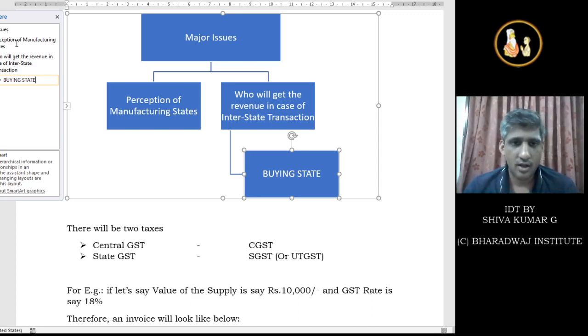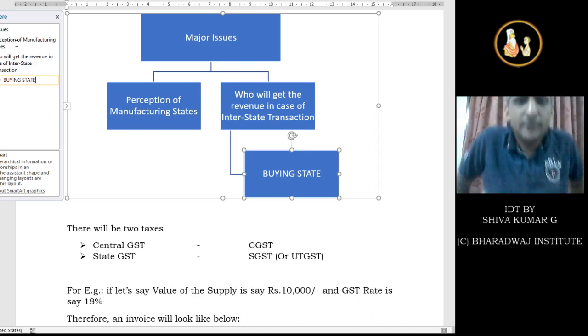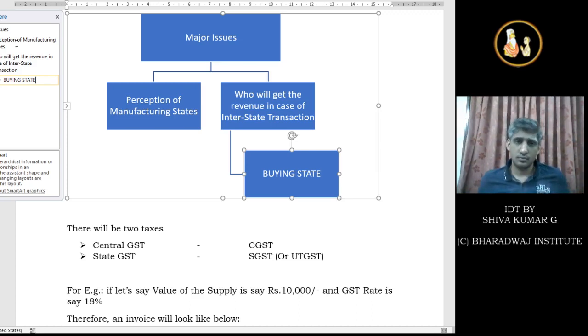Buying state. So now the manufacturing states like Gujarat, Maharashtra and Tamil Nadu, to a certain extent Andhra, these states were like, sir, we don't want GST. We don't want GST. We don't want GST.